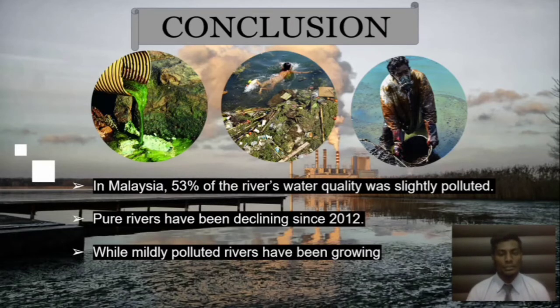Based on data from the Department of Irrigation and Drainage in Malaysia, 53% of river water quality was slightly polluted. It also shows that pure rivers have been declining since 2012. Besides, mildly polluted rivers have also been growing.